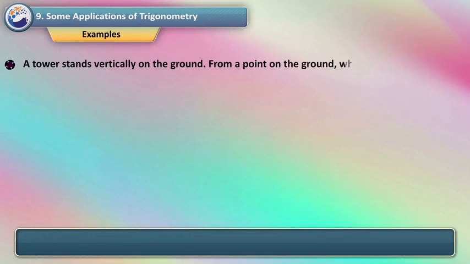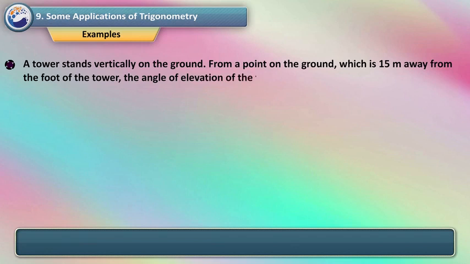Example 1. A tower stands vertically on the ground. From a point on the ground, which is 15 meters away from the foot of the tower, the angle of elevation of the top of the tower is found to be 60 degrees. Find the height of the tower.